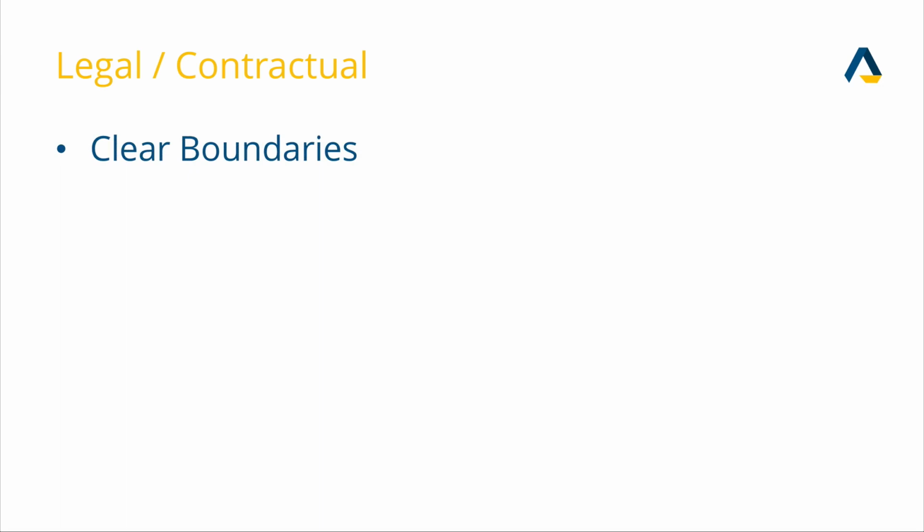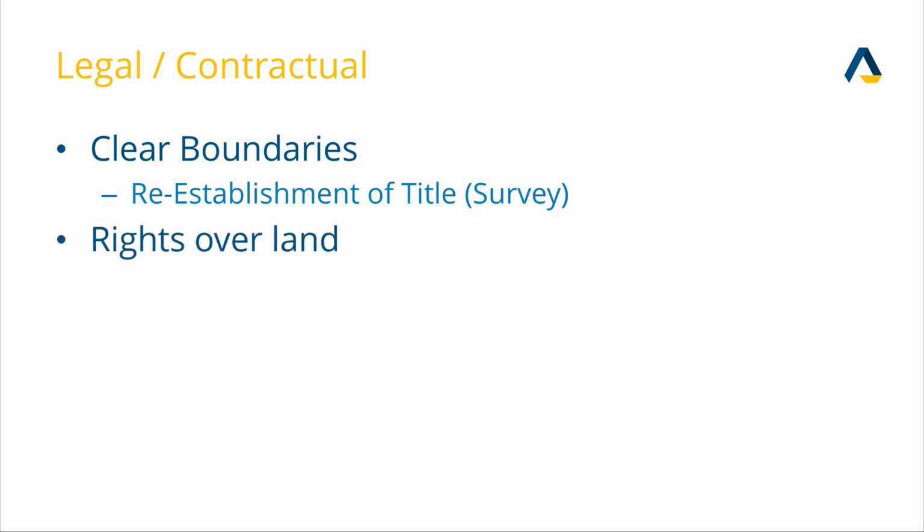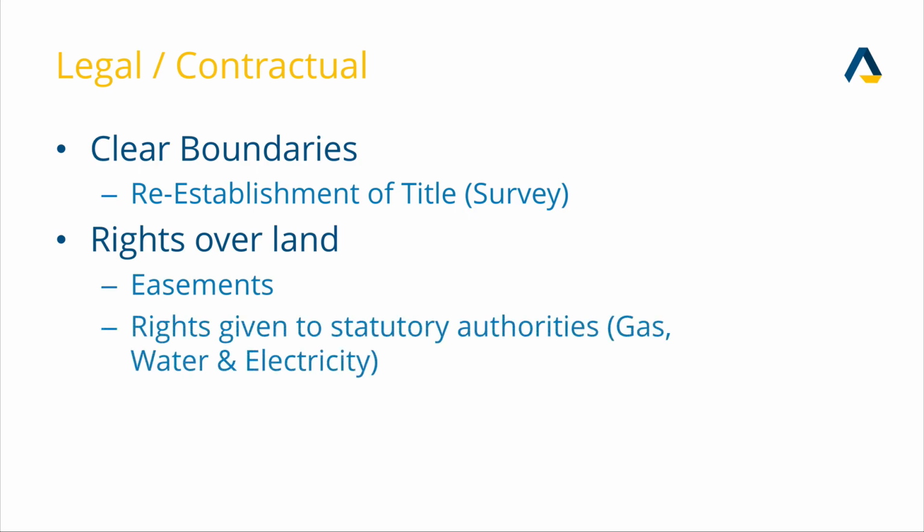So let's look at some of the other legal contractual restrictions that you have when you are running your numbers. Clear boundaries. For example, is there a re-establishment survey of the title required for the land to re-establish where the boundaries are? What are the rights over the land? Are there any easements on the site? Are there any rights given to any statutory authorities for gas, water, or electricity?